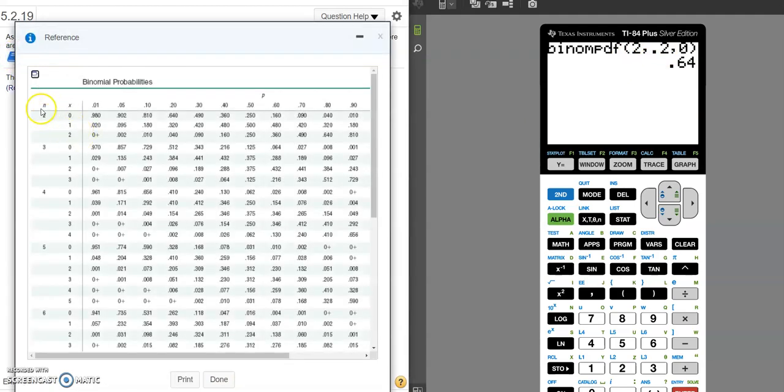n is 2, so I look right here. x is 0, and p is 0.2. So again, n is 2, x is 0, and p is 0.2, and I get 0.64. The answer is right here, the same thing as what we have right here. The bad part about the table is, again, it only has certain values for n and only certain values for p, so it's not the best. I think the calculator is the best way to do this problem.